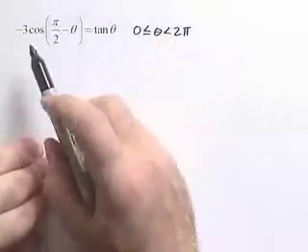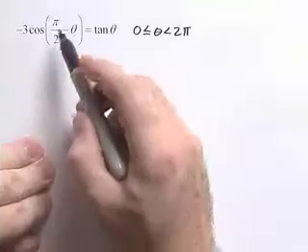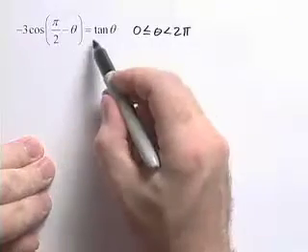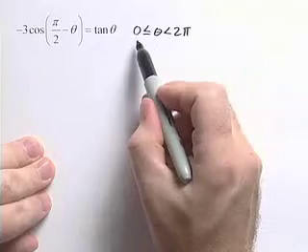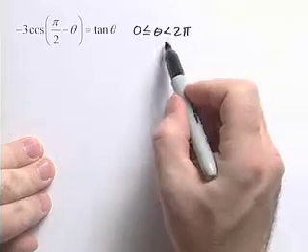Here we're going to solve a trigonometric equation. We'd like to solve the equation negative 3 cosine of pi over 2 minus theta is equal to tangent of theta. And we want to solve that on the interval 0 less than or equal to theta less than 2 pi.